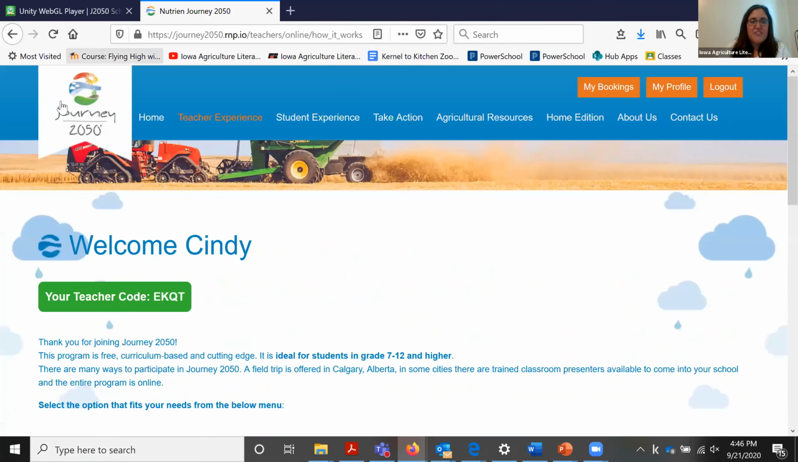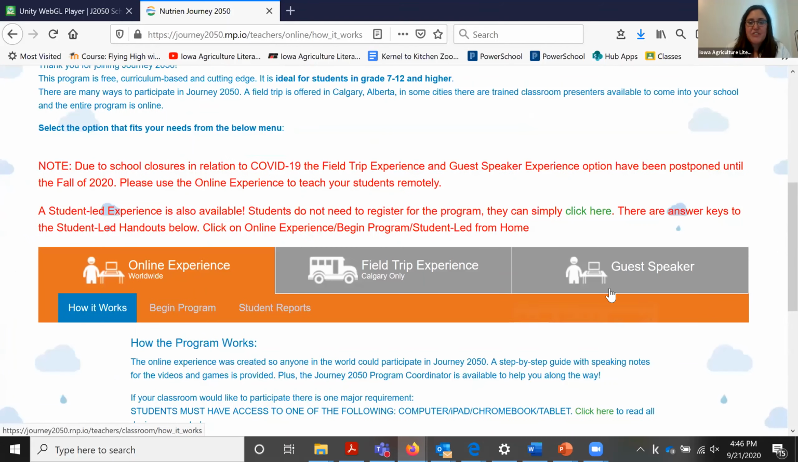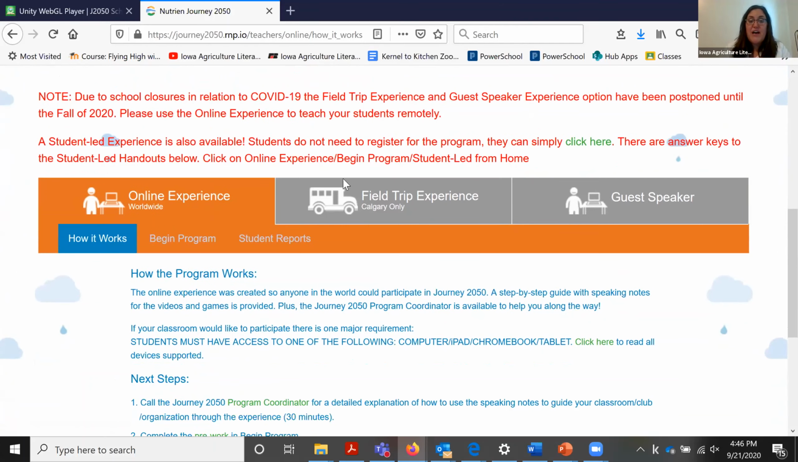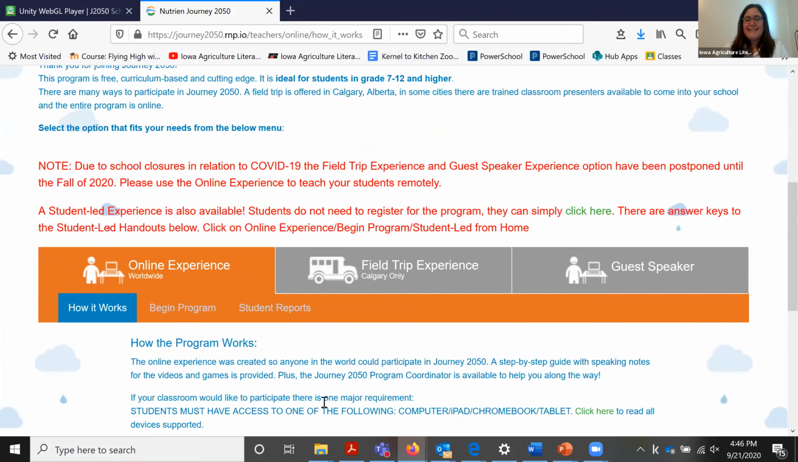Okay, so after you go to journey2050.com, you'll want to click on the Teacher Experience tab. And then there are 3 options for doing the game. The online experience, which is teacher-led, and that's what we're going to go through. The field trip, you aren't able to do this unless you're able to get your students to Calgary, Canada. This program was developed in Canada, and that is only available to Canadian students.